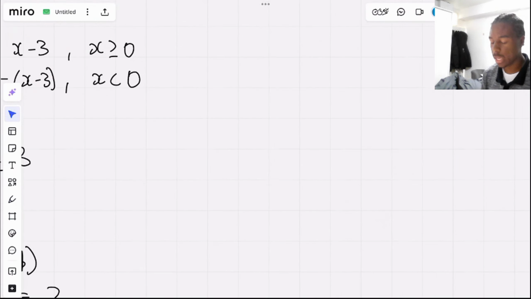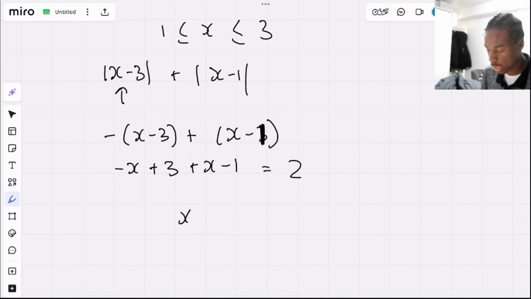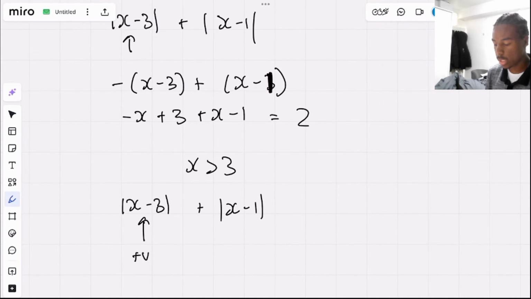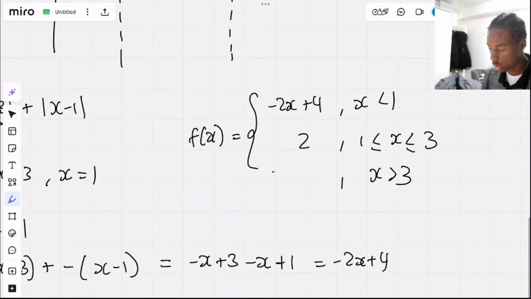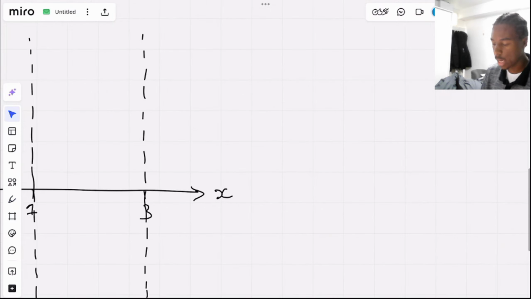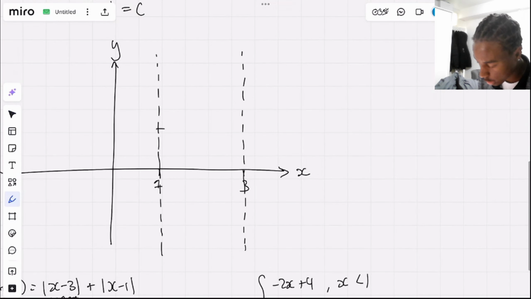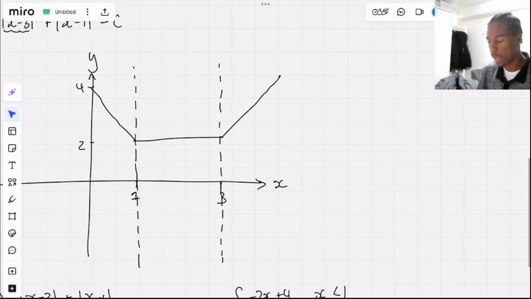Now let's think about when x is greater than 3. So for x greater than 3, again, we have our function here, x minus 1. We know this is always going to be positive for x greater than 3. And we know this is also going to be positive for x greater than 3. So we're going to have 2x minus 4. And now we can plot our function here. So it's going to kind of look like this. We're going to have 2 here. It's going to be 4. And it's going to go like that. Okay? And that's for c equals 0.